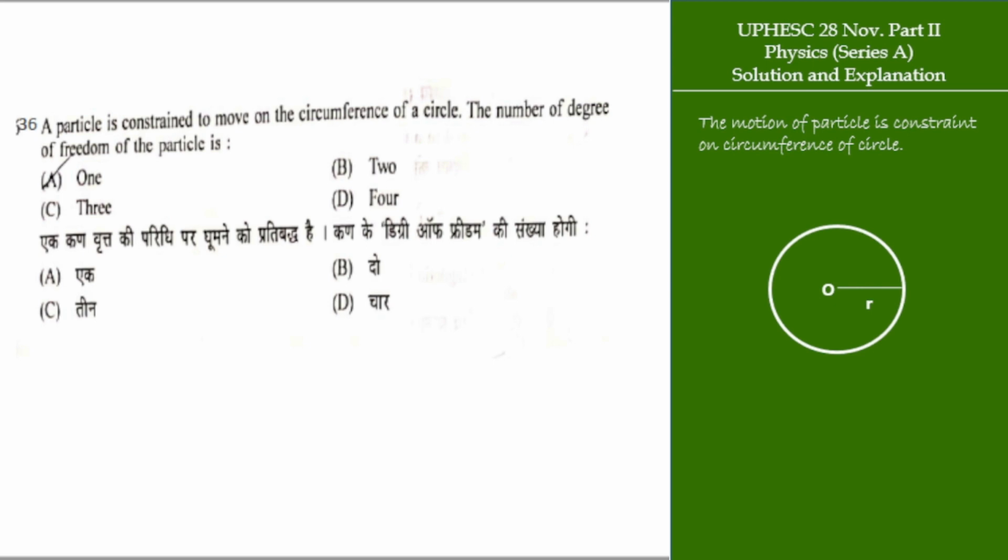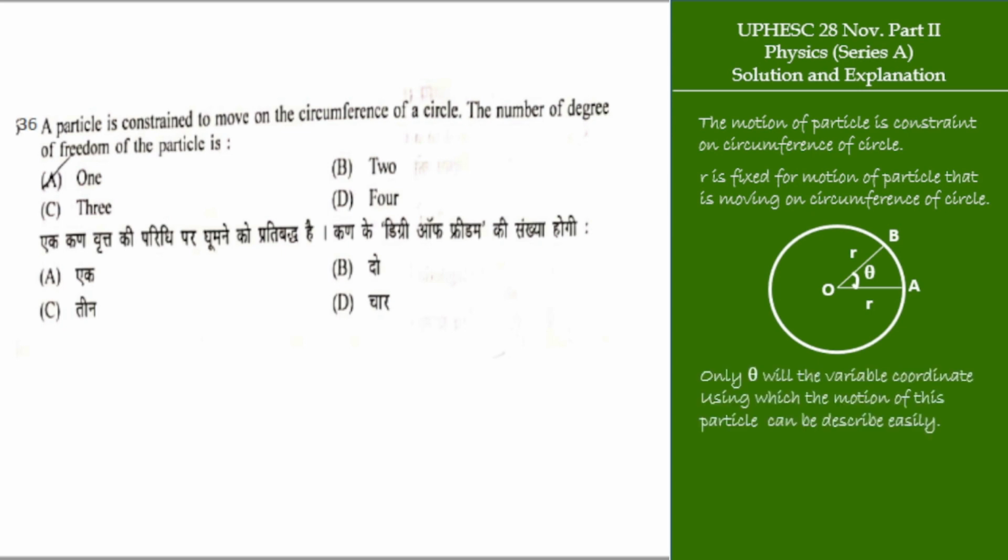Now what is changing here to describe the motion? As the particle is moving only on the circumference, suppose the particle moves from point A to point B. What is constant? R is constant throughout the journey from A to B. But what is changing? Theta is changing continuously. So theta is the variable to describe the motion of the particle in such cases. Only theta. So the degree of freedom will be only 1. So the correct option for this question is option A, that is 1.